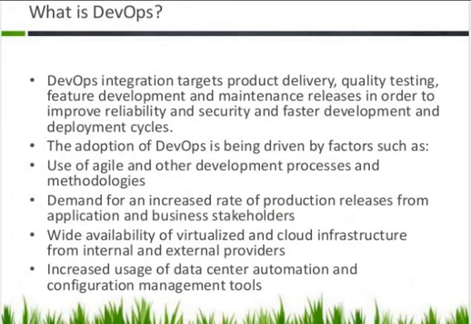Okay, so DevOps integration targets product delivery, quality testing, feature development, and maintenance releases in order to improve reliability and security and faster development in the deployment cycles. Okay. So for that, let me give you an example. What exactly happens in a real-time scenario?